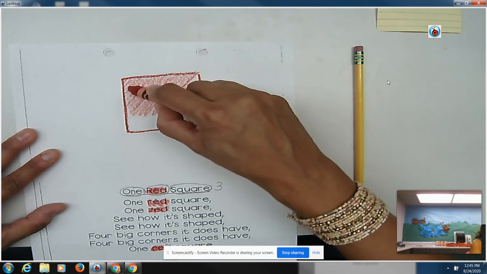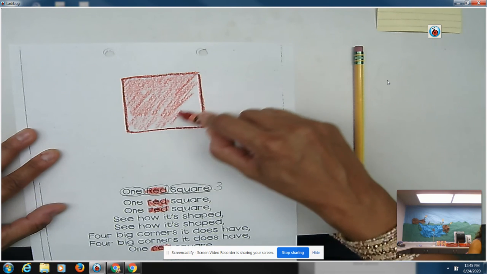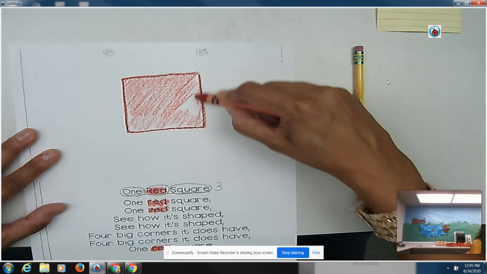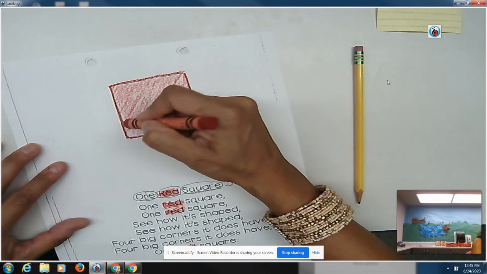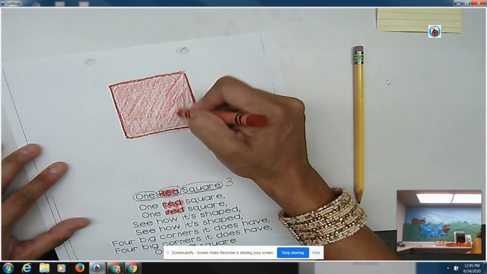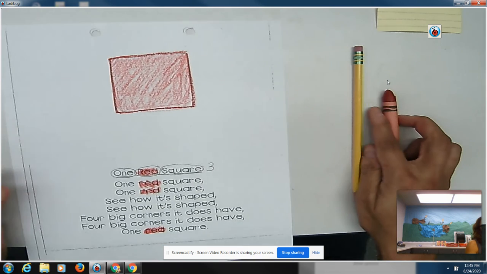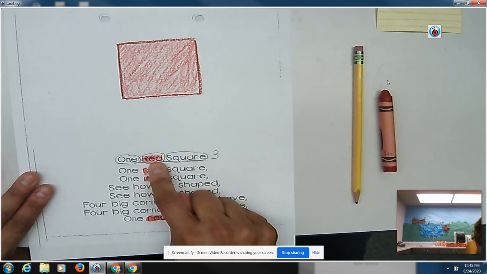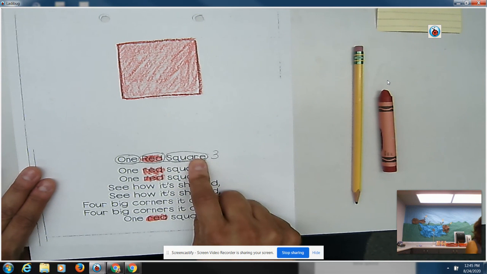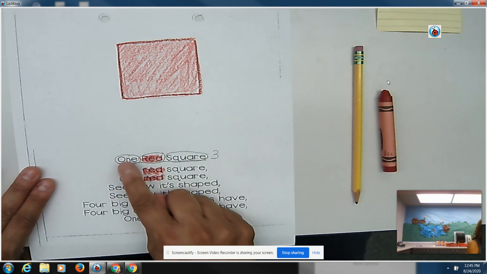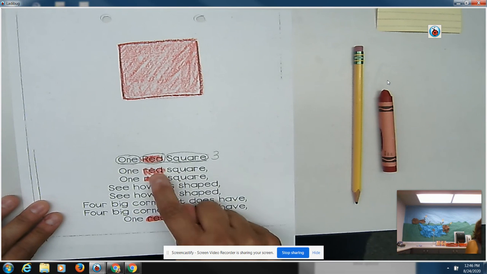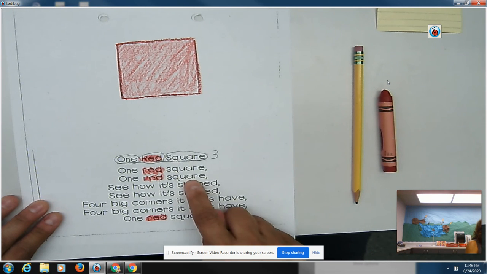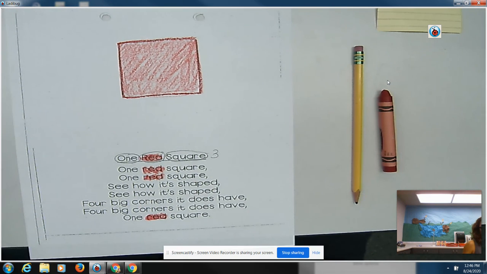This poem, you can read it to your parents and practice with your parents. When you practice, I want you to point to the words. When I say the word red, my finger should be under the word red. It shouldn't be under the square, right? So it should be like this. One red square. One red square, one red square. See how it's shaped and so on, okay?